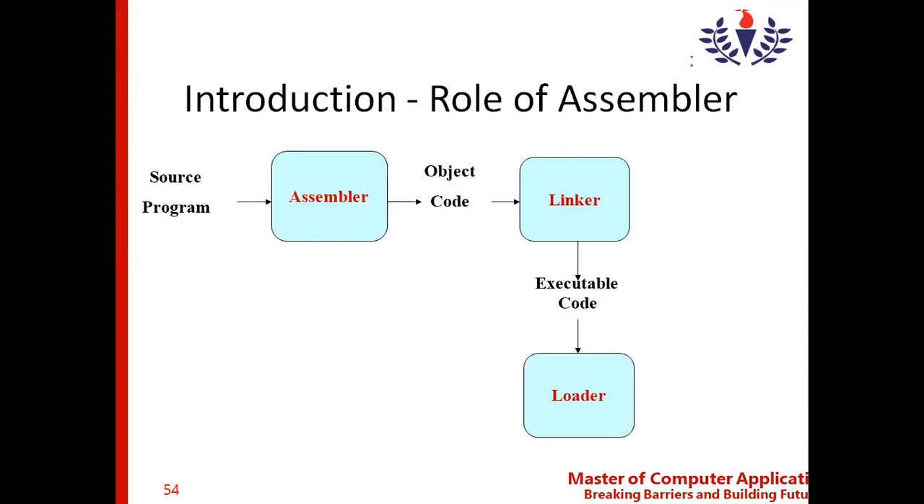As you can see, we have the source program, which is written in assembly language. We use assembly language for the SIC machine, the SIC/XE machine, or other kinds of machine architecture. You can also use it to create the assembly language program that we call the source program. The source program is given to the assembler. In turn, the assembler will create the object code.